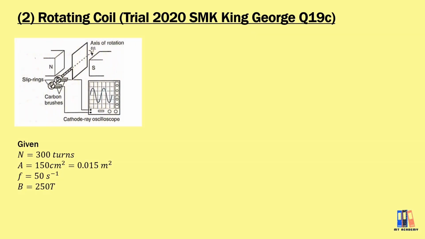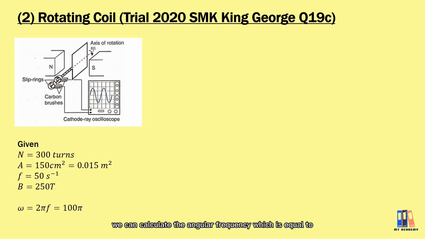Next, we move on to the rotating coil. I would use one example from the trial of King George in 2020. You are given this diagram. You could see that the coil is connected to slip rings that produce an AC current. You are given the number of turns, the area of the coil, the frequency of the rotations, and also the flux density.